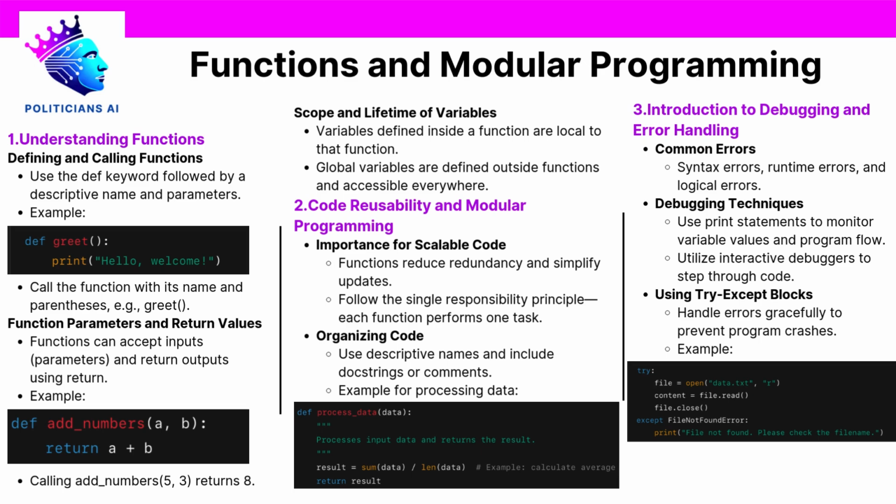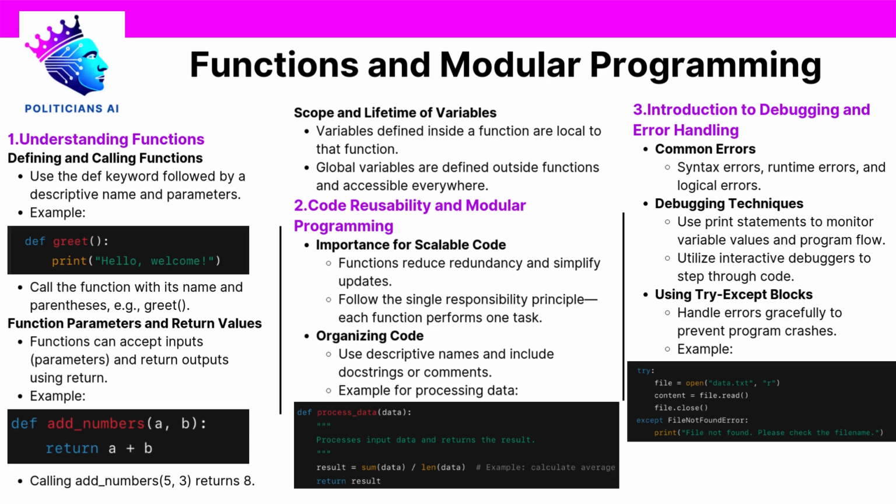If you want to change how a task is done, you only have to update the function. You don't need to search your entire program for every place the task appears. This is especially helpful when you work on larger projects or with a team. Everyone can focus on their part of the code, knowing that other parts are handled by different functions.